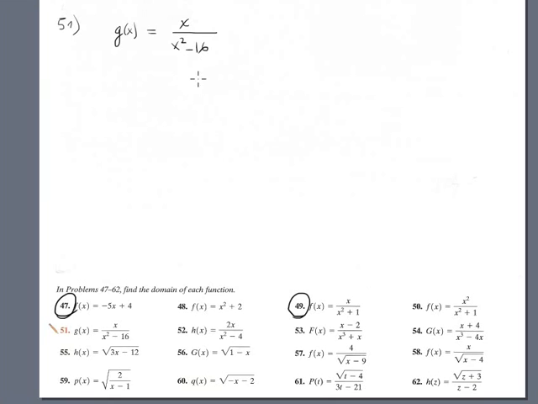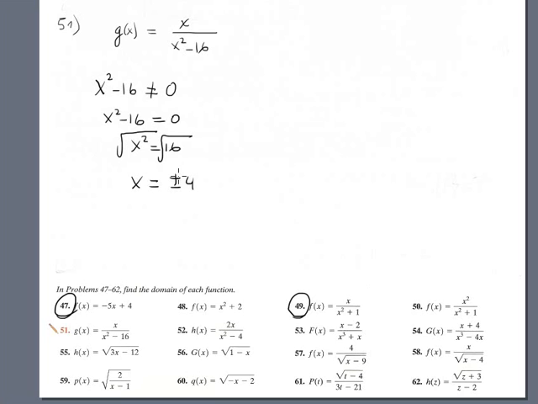Okay, 51. In 51 again we have a fraction, and you take the expression in the denominator, and this expression must be different from 0. I convert it to an equation, which is the negation statement, and I solve this equation. Quadratic equation using the square root principle. x is equal to plus or minus 4. So what is the conclusion? The conclusion is the domain for the function g is all real numbers that satisfy this condition: must be different from positive 4 and must be different from negative 4. That was 51.